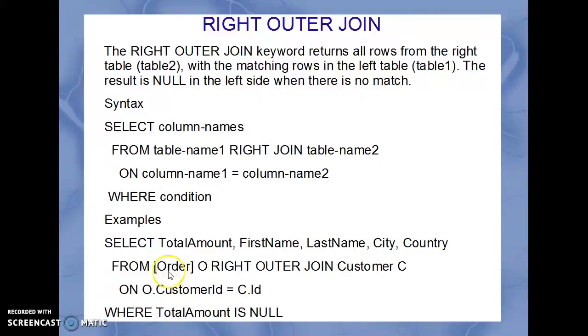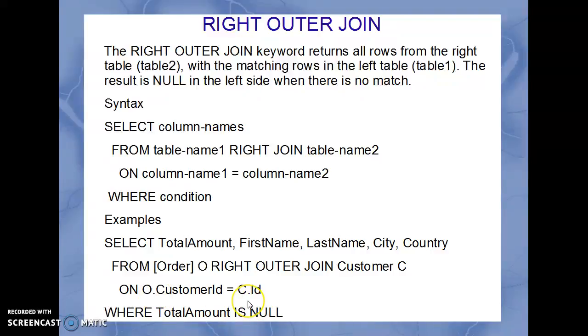Let's see the example. Select total amount, which is a particular column name, and first name, last name, city and country from orders, which is a table name. O is the alias name. Right outer join customer C, where customer is a table name and C is an alias name, on the condition O.customer_id equals C.id.